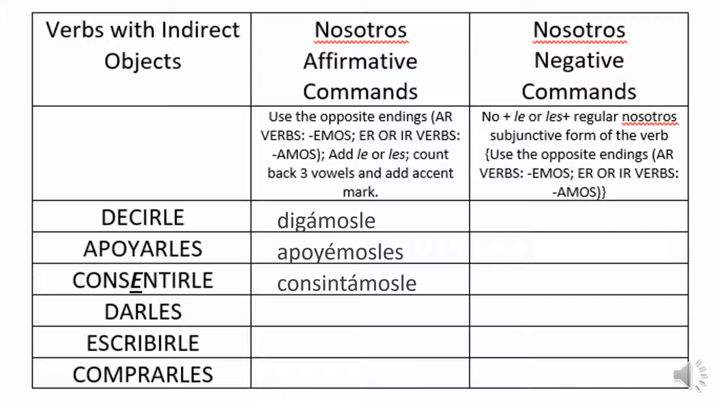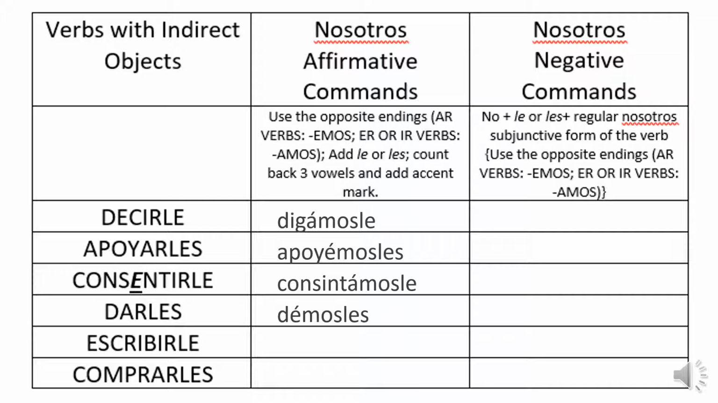Let's give them. It's an AR verb, so it's EMOS. Add the les, count backwards, and we get démosles. So let's give them the food. Démosles la comida.